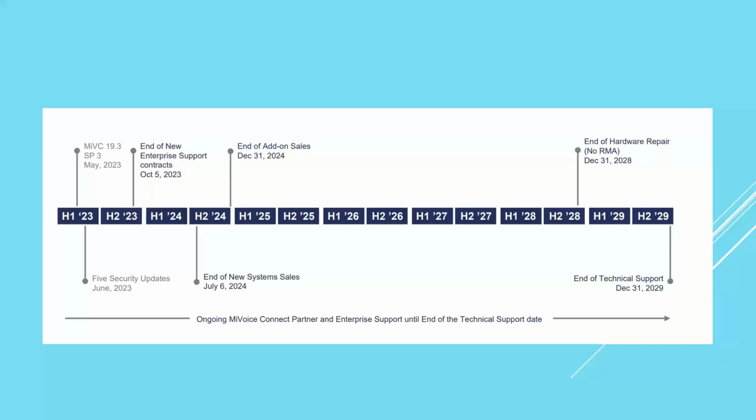So if you are in a situation where you're anticipating major changes or major growth to your system, definitely something we want to start having conversations with both internally and with us here at Verteks before that end of add-on sales date on December 31st, 2024. Because after that point, we'll be able to continue technical support through the end of that technical support period, but we're not going to be able to make large changes to systems after that point.